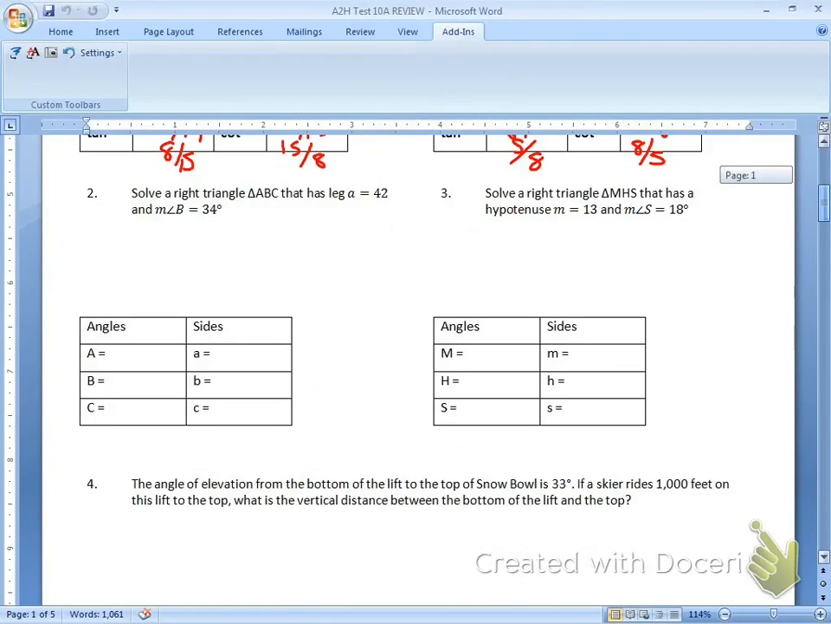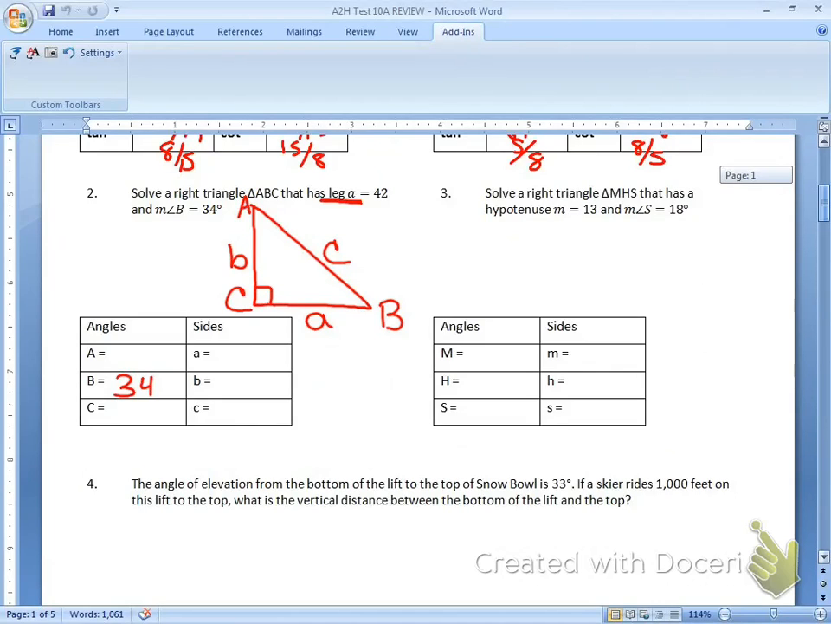Okay, number 2, solve a right triangle ABC that has leg a equals 42, and the measure of angle B is 34. And we want to find all the other parts of the triangle. Well, right away, we know that B is not the right angle because they tell us that angle B is 34. So just name one of the other angles angle B, and fill in your chart. That also means little b is going to be opposite of that. We are then told that a is a leg, which means it cannot be the hypotenuse, so a has to be the other leg, which means angle A has to be opposite from that, which leaves C to be the right angle and the hypotenuse.